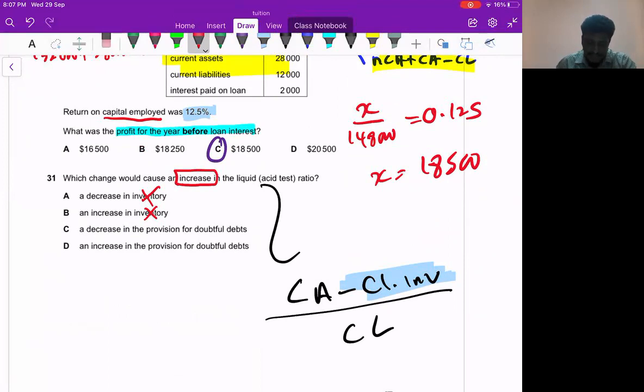If your liquid asset increases, it means the ratio becomes better. So when will it become better? Whenever your PDD decreases, your trade receivable will increase. So the answer is C. Trade receivable increase means your current asset increases. Current asset increase means your ratio will become better. Understand?